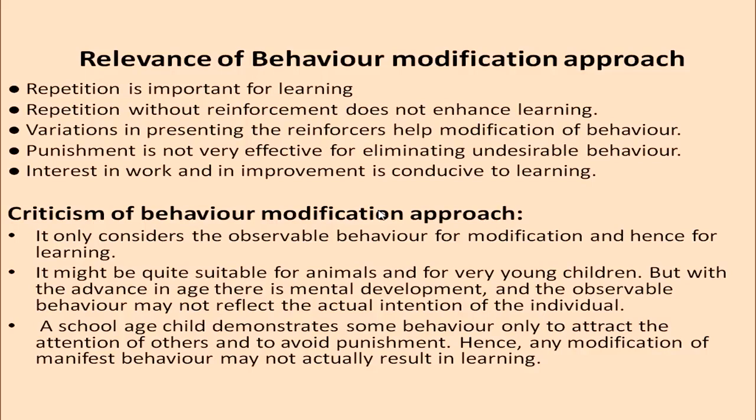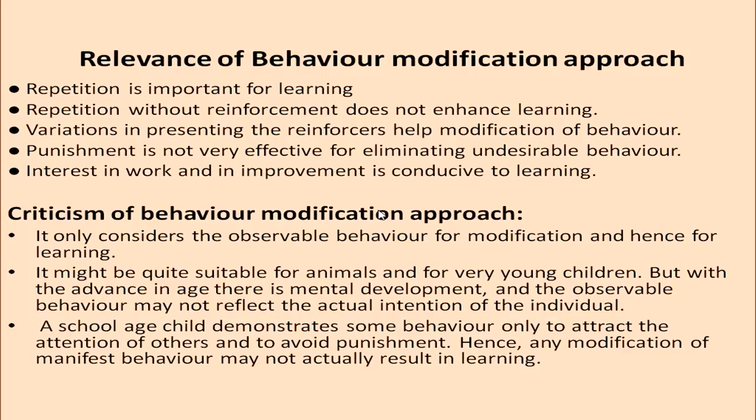The criticisms of the behavior modification approach. The first criticism is that it only considers observable behaviors for modification and hence for learning. So, all those behaviors which are not observable cannot be studied or impacted through the behavior modification approach. It might be quite suitable for animals and for very young children, but as children advance in age, there is mental development, and the observable behavior may not reflect the actual intention of the child, because as they grow older, they also learn how they can behave in a particular way, but may feel or intend to do something else.